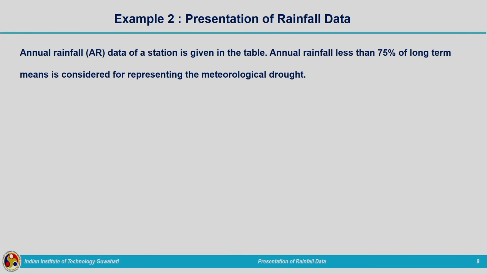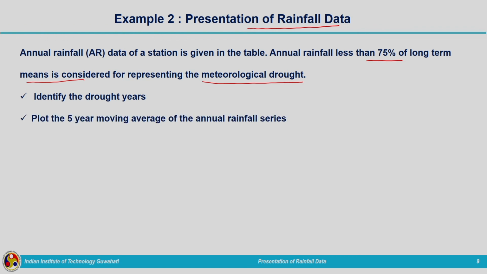So, second example is on presentation of the data by means of the moving average technique. The question is, annual rainfall data of a station is given in the table. Annual rainfall less than 75% of the long term mean is considered for representing meteorological drought. Identify the drought years. Plot the 5-year moving average of the annual rainfall series.